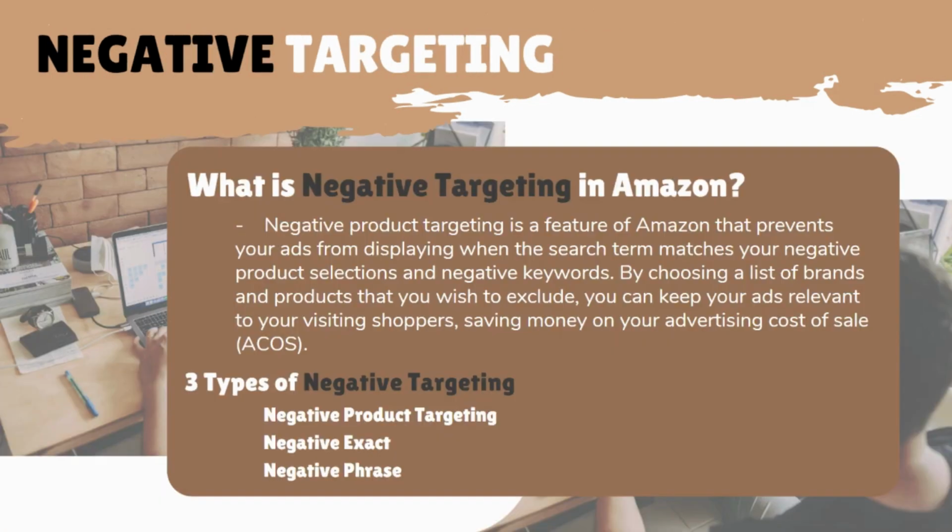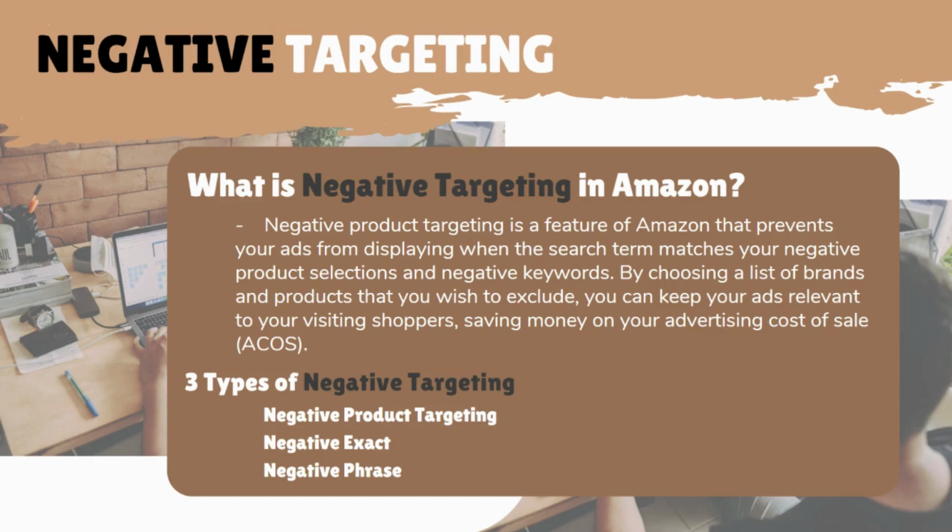Now, let's discuss the negative targeting. So what is negative targeting in Amazon? So negative product targeting is a feature of Amazon that prevents your ads from displaying when the search term matches your negative product selection, a negative keyword. So by choosing a list of brands and products that you wish to exclude, you can keep your ad relevant to your visiting shoppers, saving on your advertising cost of sale or the ACoS.